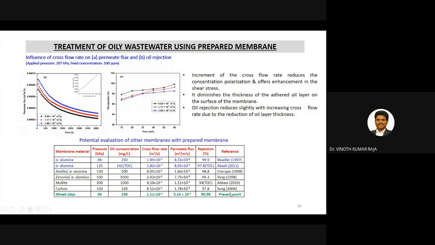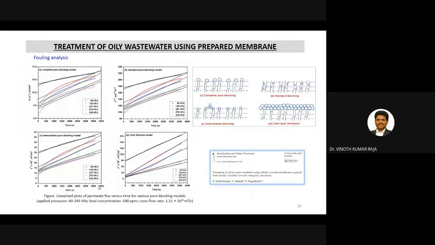Most of the studies and researchers also prefer using alumina material, whose performance and our prepared membrane performance are almost similar. This means we can replace the alumina membrane, which is costly. In this way, the prepared membrane, the Indian-based membrane made from locally available material that we have used here, performs very well.